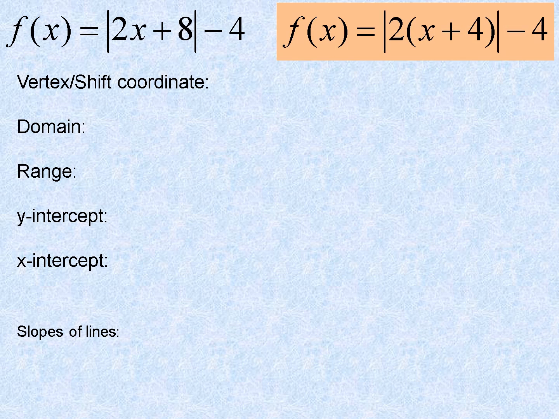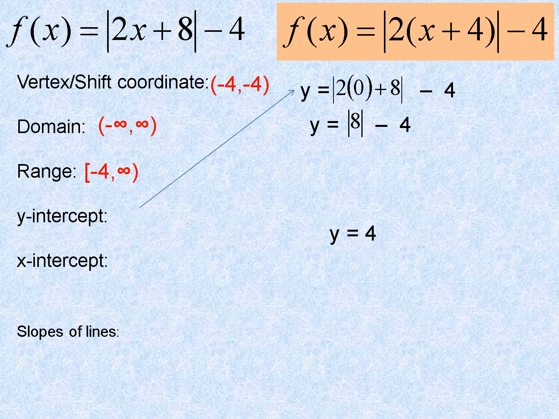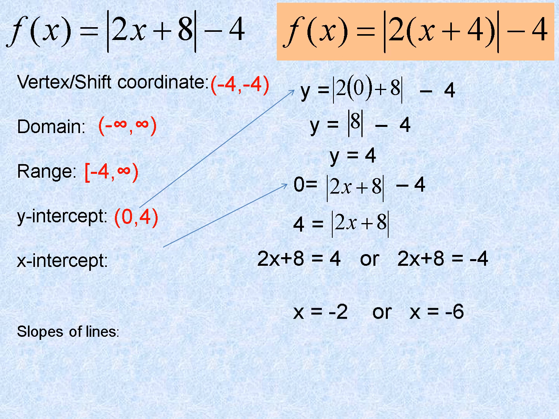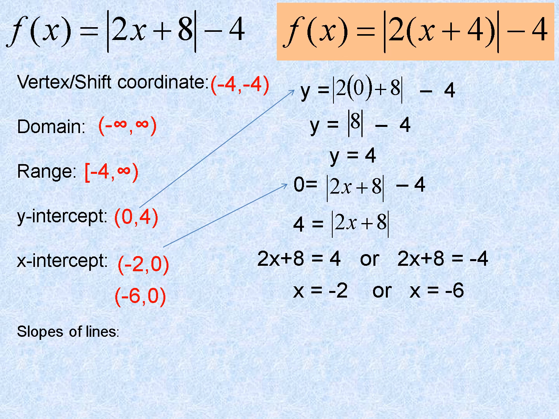Okay, so I had to factor out the 2, and that gave me x plus 4, and then minus 4 on the outside. So my vertex was -4, -4. My domain is still -infinity to infinity. It's going to open up, so my range is k to infinity, so it's going to be -4 to infinity. I found my y-intercept. I found my x-intercepts. And then the slope of each line is a times b, so it's 2 and -2.